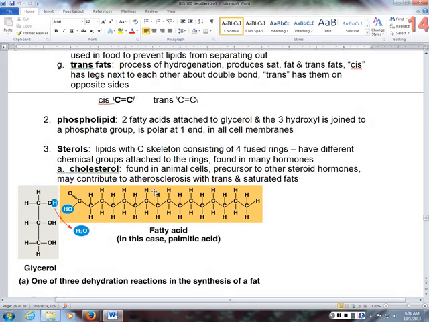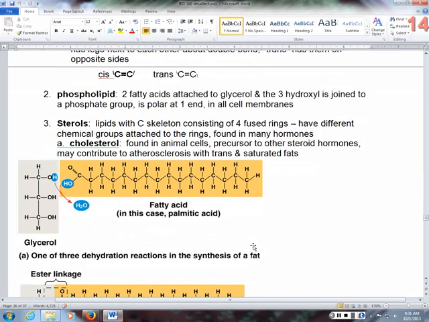Your sterols, these are going to be lipids that have a ring in them. So they actually have four fused rings in there, and the different chemical groups can attach to the rings. The most common one is cholesterol. It's only found in animal cells. Plants don't have cholesterol. They do have other sterols though. And it can contribute to atherosclerosis with your trans and saturated fats.